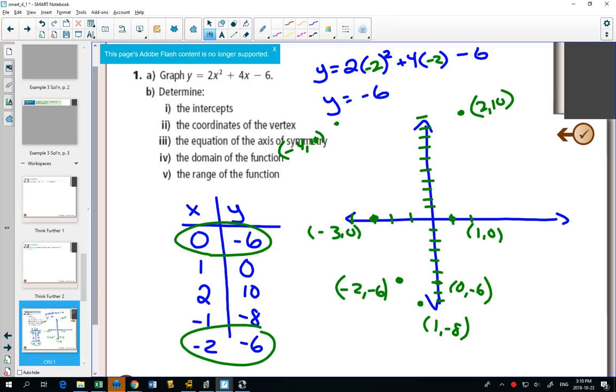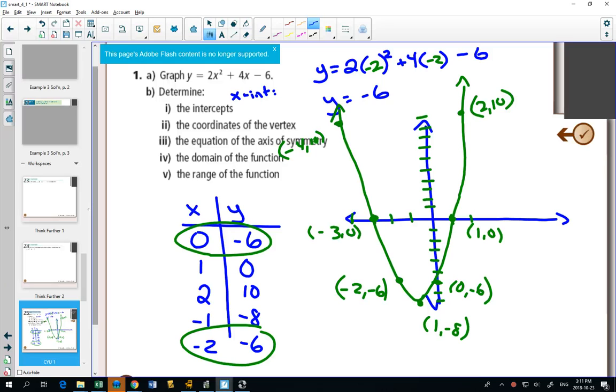And my picture of my parabola, if I join the dots, looks like that. And from here, we can now determine everything that's on this graph. So starting off with the intercepts. We'll do our x-intercepts first. X-intercepts are where your graph crosses the x-axis. So where does our graph cross the x-axis?